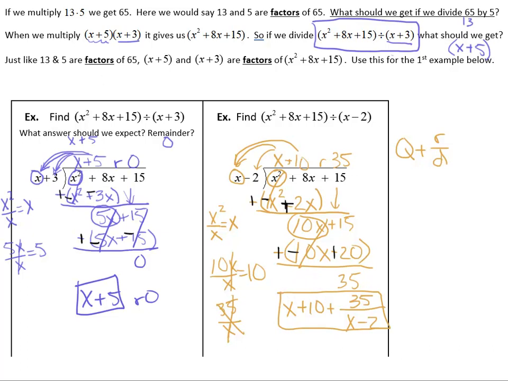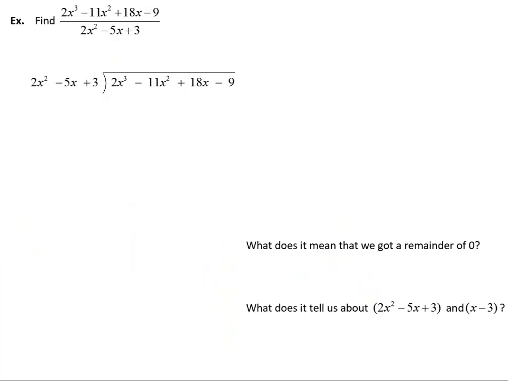Okay, so if you want to pause the video now, there's a third example in your notes to try out. Try that out and see what you get. All right, hopefully, if you did it right, I think it's 2x plus 3, if memory serves me right, with no remainder. If you didn't get that, you might want to go back and rewatch the video to hopefully figure it out.